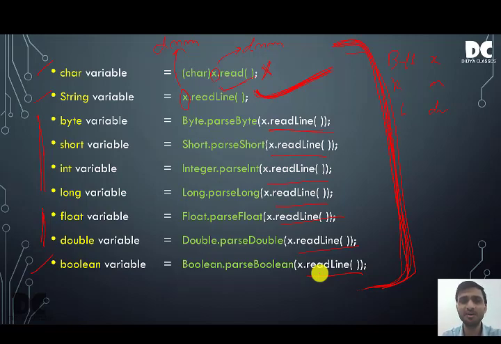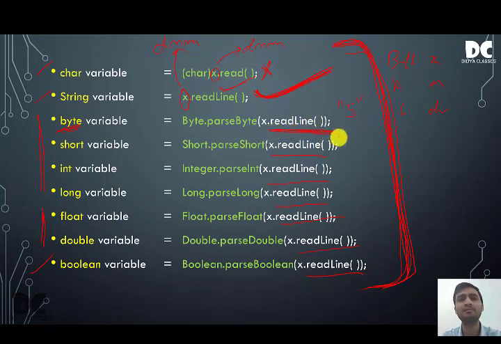It will take input in string. But is byte a string type of data type? No, it is an integer data type. But when you write readLine, it will only take as string. So when you input 5 here, it will take 5 inside double quotes, because readLine will take in string.